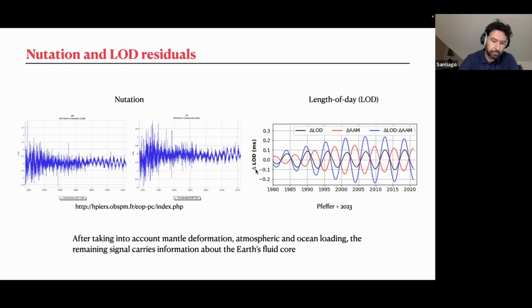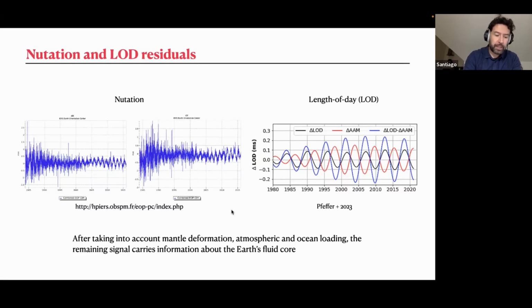And these two need to be... Torques from the atmosphere and the oceans affect the direction of the Earth and the length of day variations. And if you take them into account, you still have a residual in the signal that is supposedly coming from the core. So indeed, the atmosphere and oceans can exchange angular momentum with the mantle. So after all these effects have been taken into account, there is still a signal that can potentially give us information about the core.